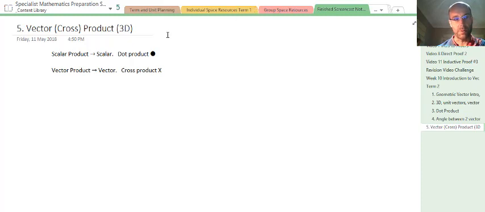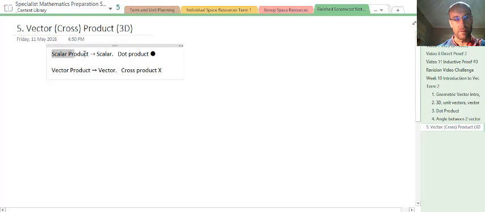The scalar product, as we saw previously, produces a scalar quantity. So it starts with two or more vectors and a scalar is produced. It is also called the dot product because it uses a dot in its notation. However, with the vector product, a vector quantity is produced. It's also called the cross product because its symbol is a big X, or an uppercase X.